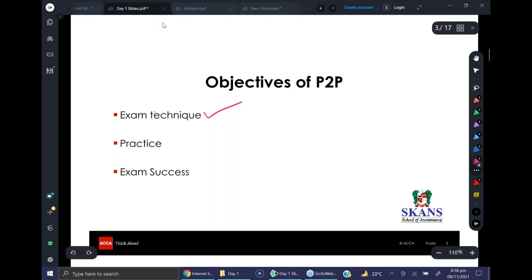The second thing which we will be aiming to achieve through this session is the practice of questions, and the practice questions will be from the past exams. Today I will be doing quick questions as well, but those questions are for another purpose. The main practice will be done through past exams. All right. And the third, and again a very important aspect, is that together the exam technique and practice should lead you to the exam success.